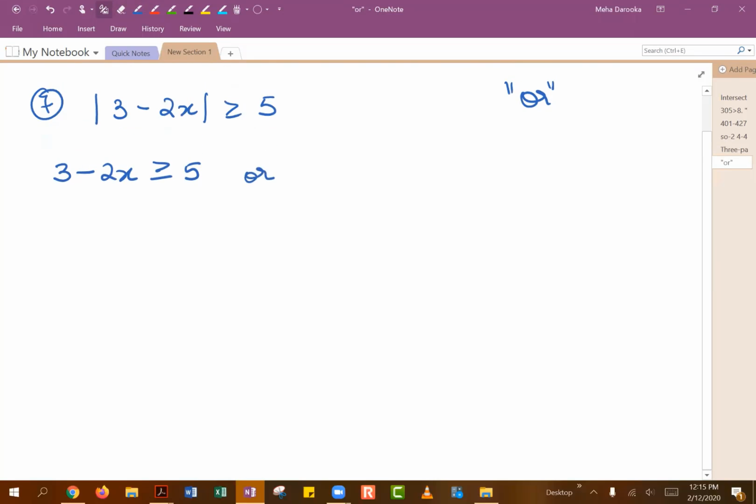And now the other side will be, again, 3 minus 2x. Keep it the same. Change the direction of your inequality. Put a negative sign on the number. So greater than or equal to will now become less than or equal to. 5 will become negative 5. Same exact thing that you actually did in number 6, but you used "and" there.